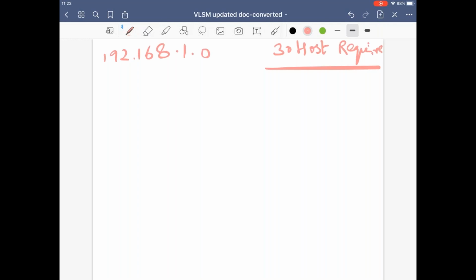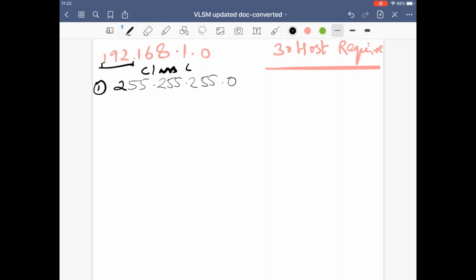We require 30 hosts. So first of all, with the help of the first octet, this will be class C. The default subnet mask is 255.255.255.0. Correct?